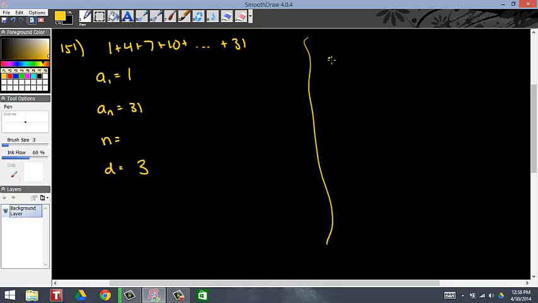Plug it into the sequence formula. So we get 31 equals 1 plus 3 times n minus 1. Now, what's the biggest mistake that I'm going to see happen right now? What's the biggest mistake that I don't want you guys to make? What do you think? Riley? They're going to think 1 plus 3. They're going to say 4 times n minus 1. That's not correct.